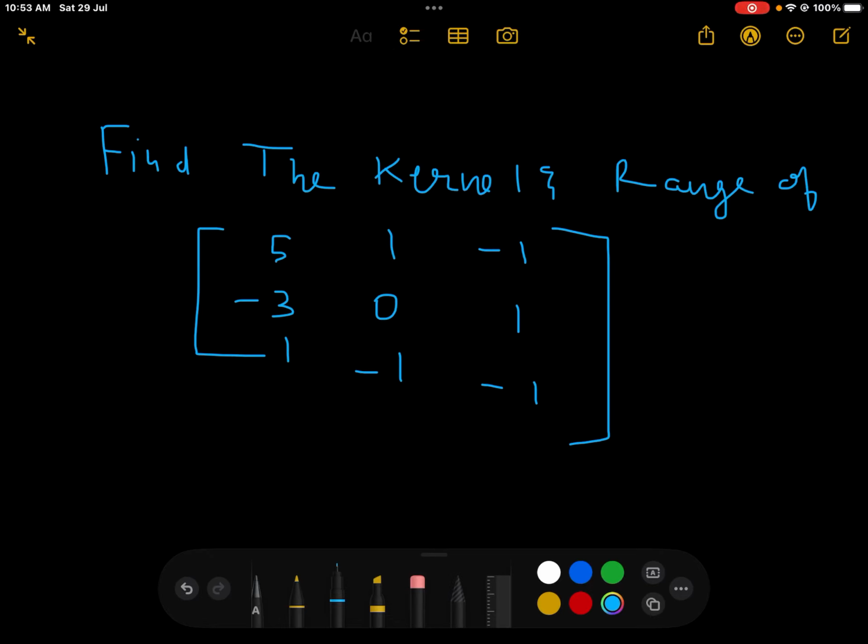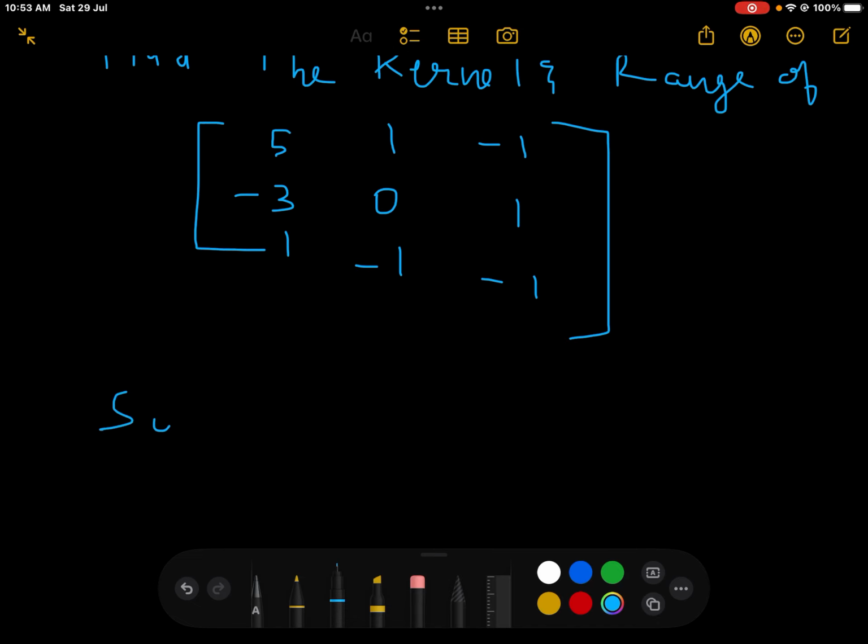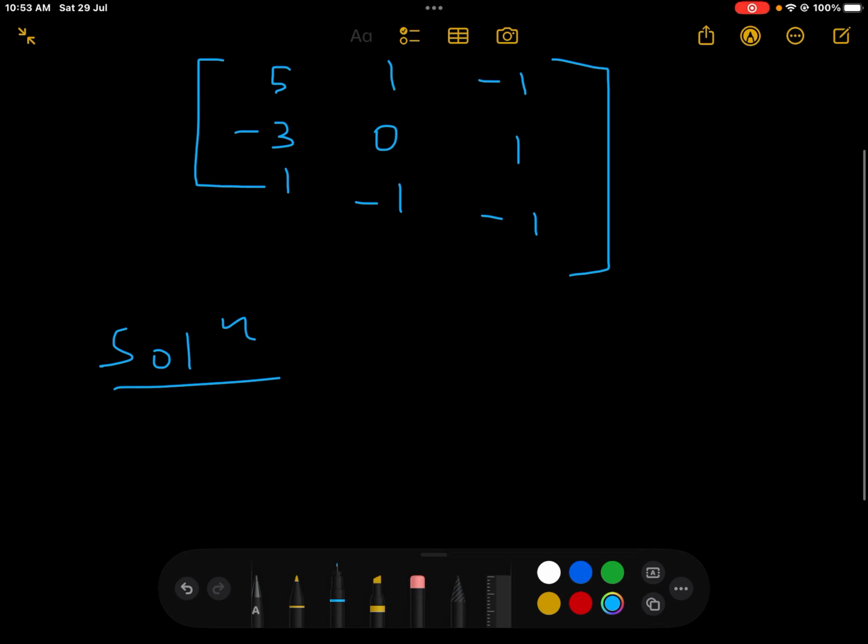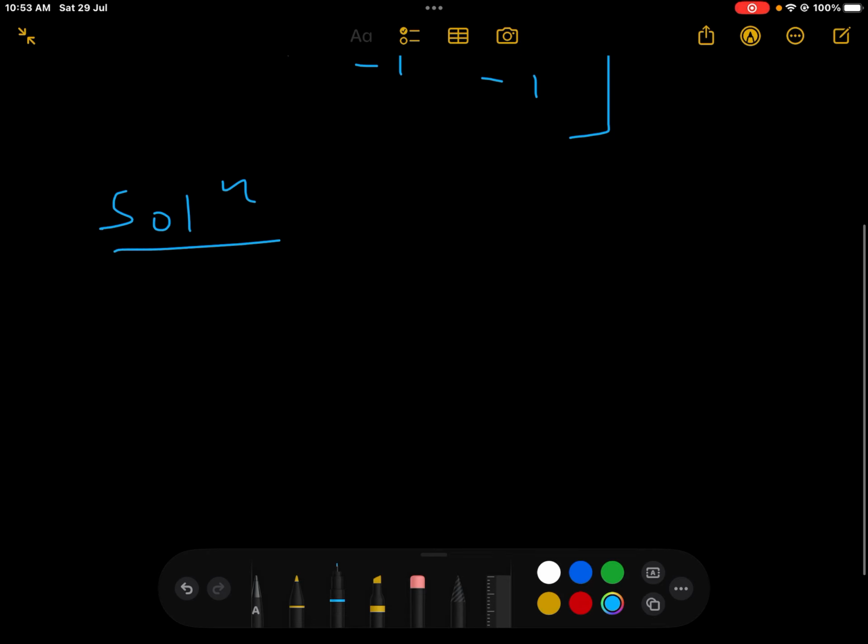Of kernel and range. So in this question we need to find the kernel and range for the given matrix. So let us begin with the solution. The first step in finding the kernel and range of a matrix is that we need to row reduce our given matrix. So let us row reduce the given matrix.